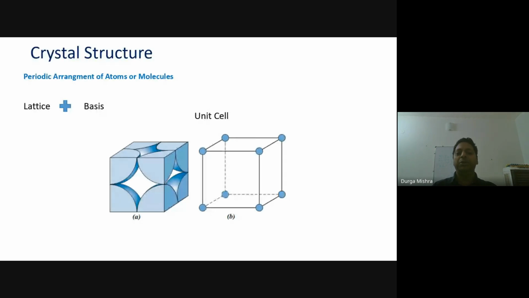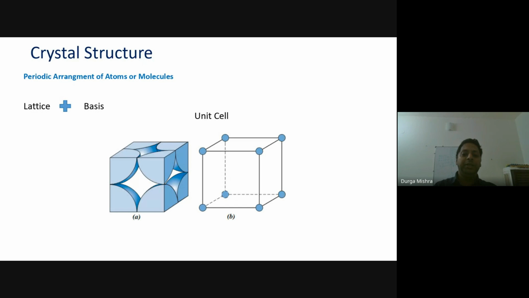You can also use a soft sphere model that I have shown on the right hand side, which clearly shows how the lattice points are arranged. So it will be like a cube here. So this is a simple cube structure.